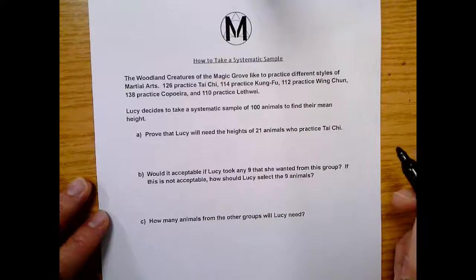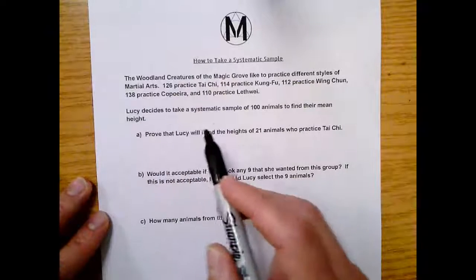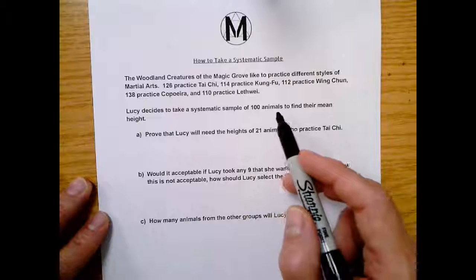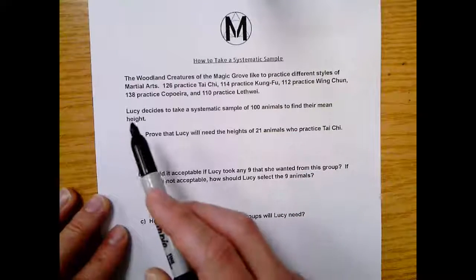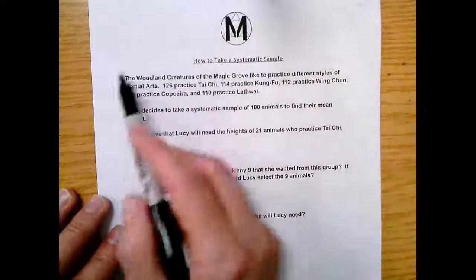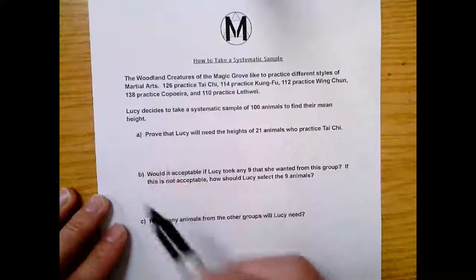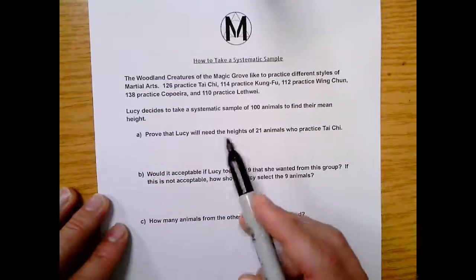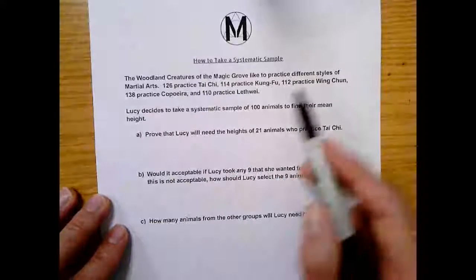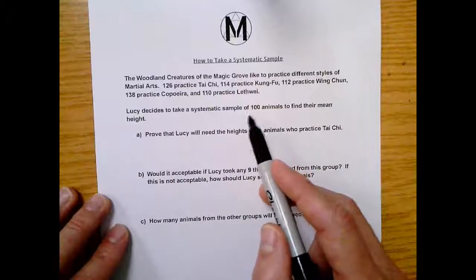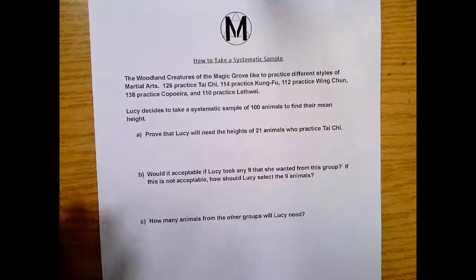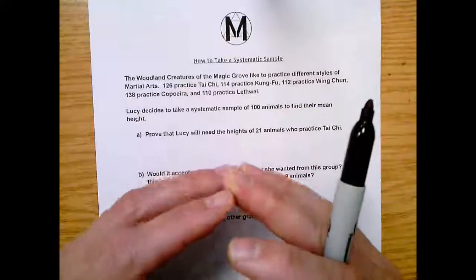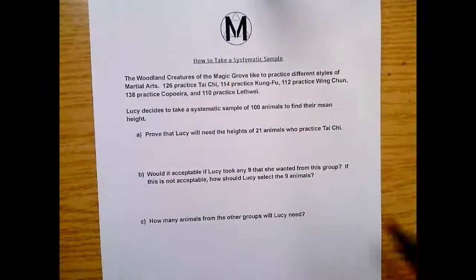Okay, so it says Lucy decides to take a systematic sample of 100 animals to find their mean height. What this means is she wants to find the mean height of all the animals in the forest. But she doesn't have time to interview or measure 600 animals. She only has the time or resources to measure the height of 100 animals. So she's going to try and take a systematic survey of a small sample that then reflects the greater population.